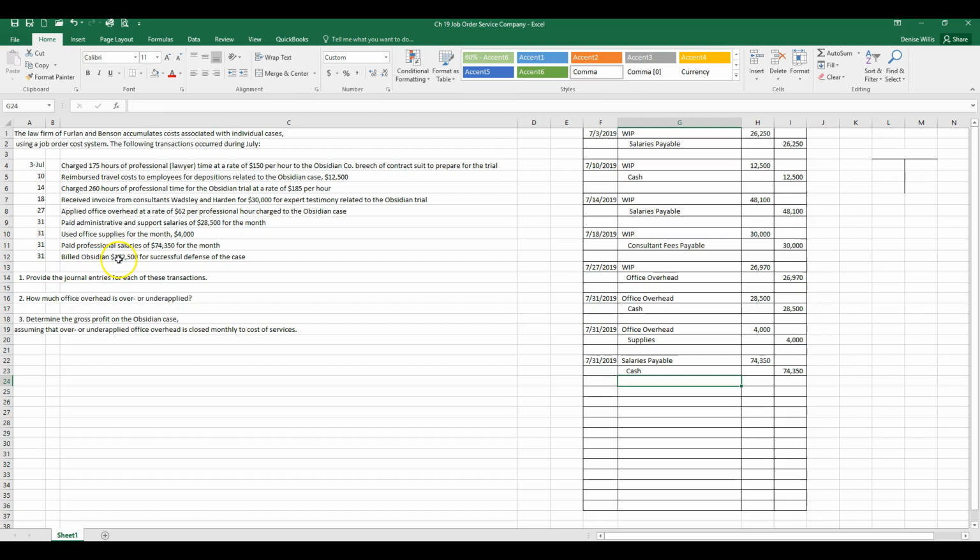Let's see, it says we billed the Obsidian case, or people for Obsidian, whatever, this amount for successful defense of the case. So let's go ahead and date this, 7/31. Okay, we're going to bill them. Doesn't mean we got the cash. It means they owe it to us. So it's accounts receivable. Okay, and that is $172,500. And we're going to recognize fees earned, not fees, fees.